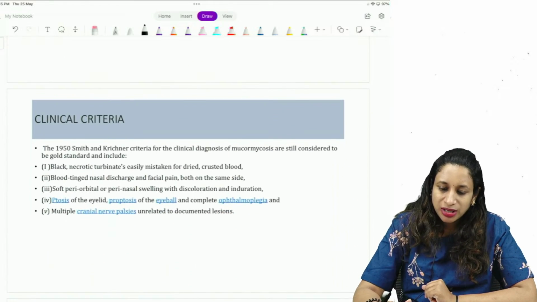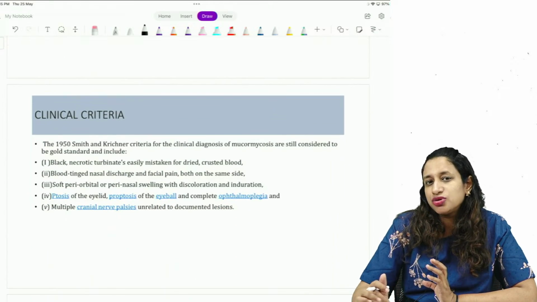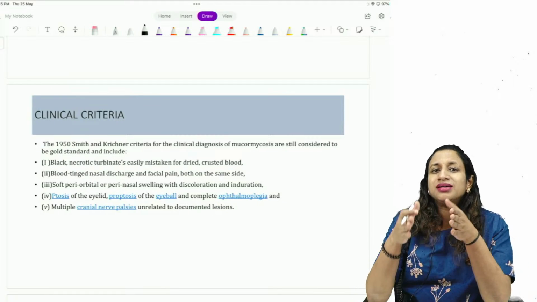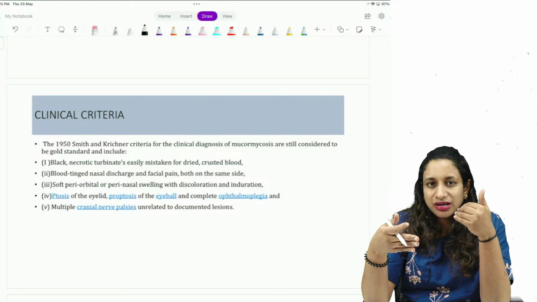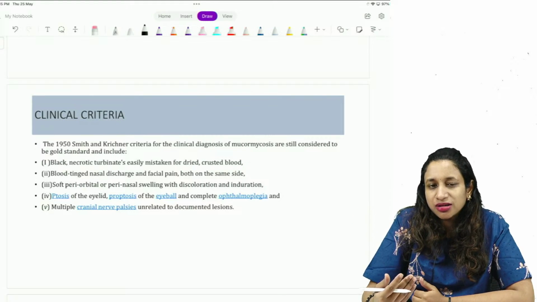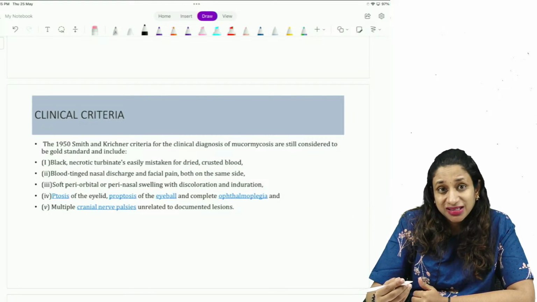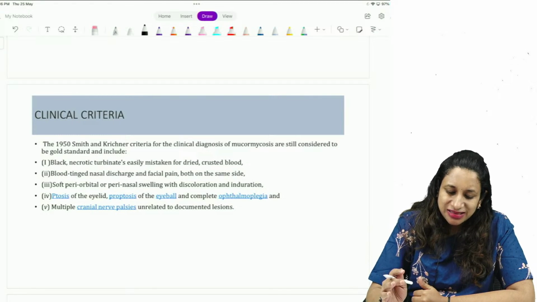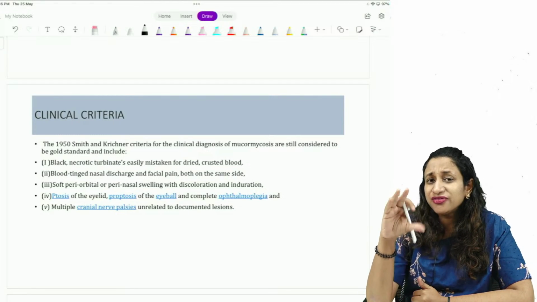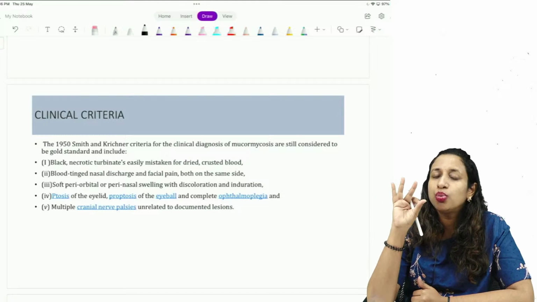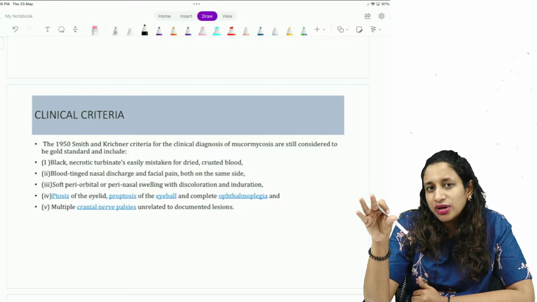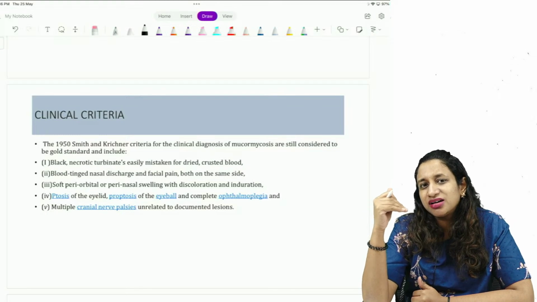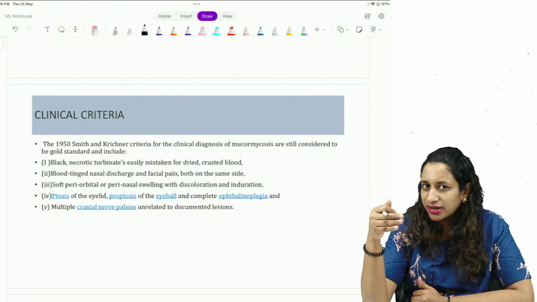Now coming to clinical criteria. What are the things that you have to remember? Though this is something that is very old, it's still relevant. This is a clinical criteria that was given by Smith and Krishna, and they had said that there are a few things that you have to keep in mind when you're trying to diagnose a case. If you would want to diagnose a case, there are certain criteria. Does it fall into this particular criteria?